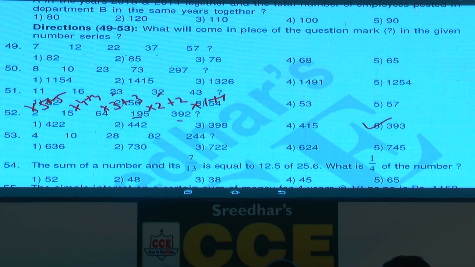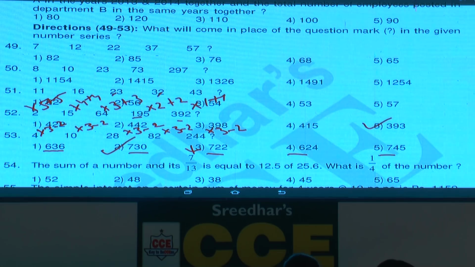Then question number 53. Any answer to this one? 4 and 10, the difference is how much? 4, 10, 28 and so on. Again the numbers are increasing at a very fast rate, so it must be product or combination. 10 and 28: 10 into 3 is 30 minus 2, 28. 28 into 3 is 84 minus 2 is 82. 82 into 3 is 246 minus 2, 244. Here also it is into 3 minus 2. Finally, 244 into 3 minus 2. The last digit is 4 into 3, 12 minus 2, which is 0. The last digit must be 0, hence it is given in choice 2.